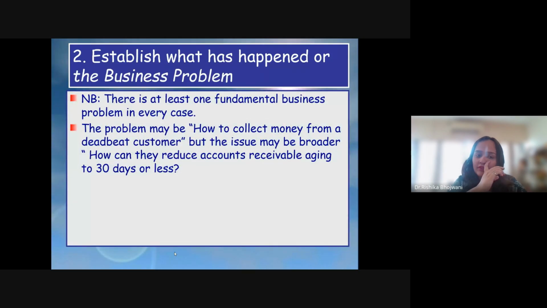Now coming to, for example, in the next slide, how to collect money from debit customers. That is one issue, and this issue may be very broad. But how they can reduce the account receivable aging to 30 days, that is a narrow issue. So that is how the work you need to do in the second stage.